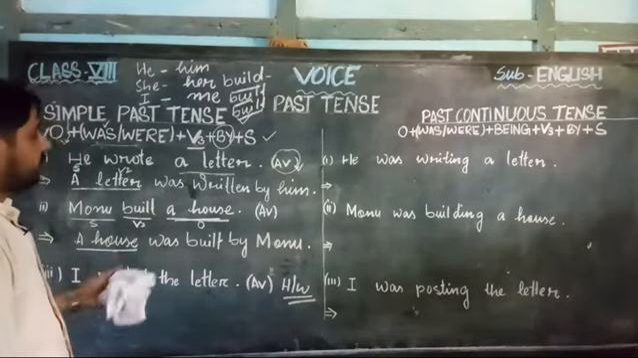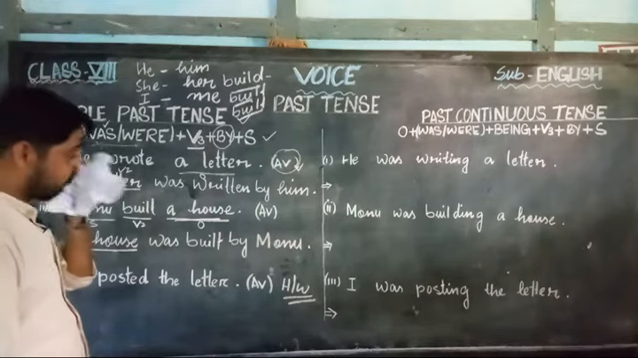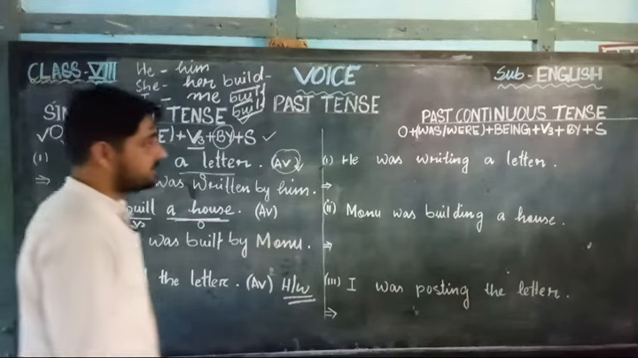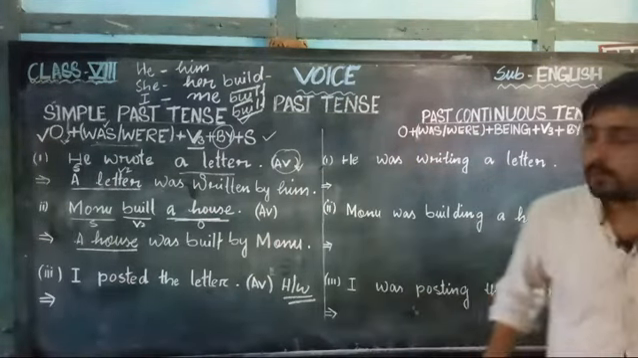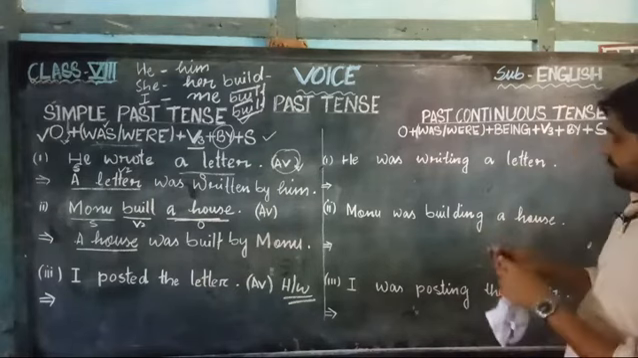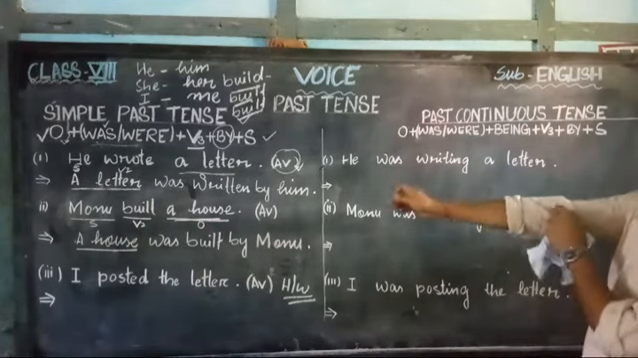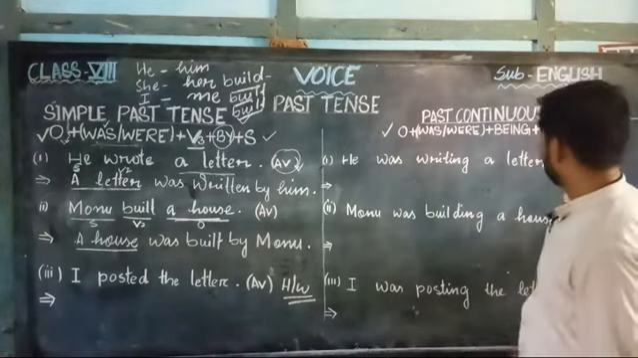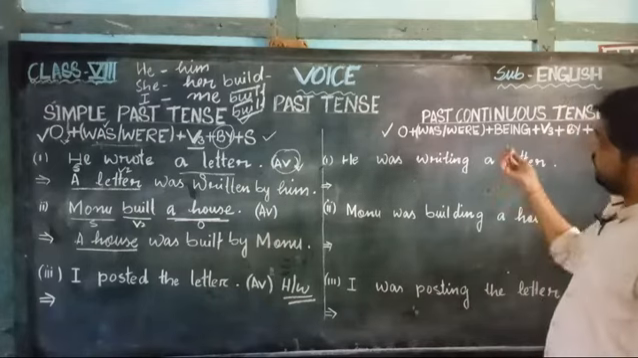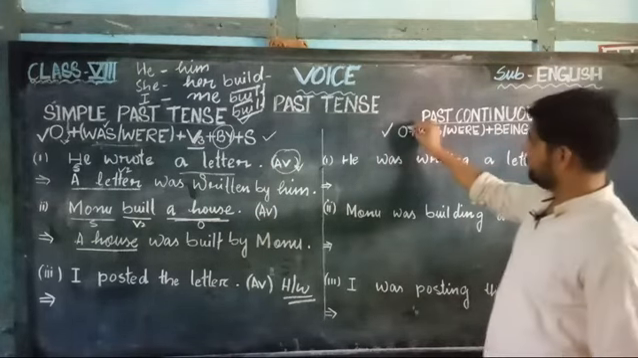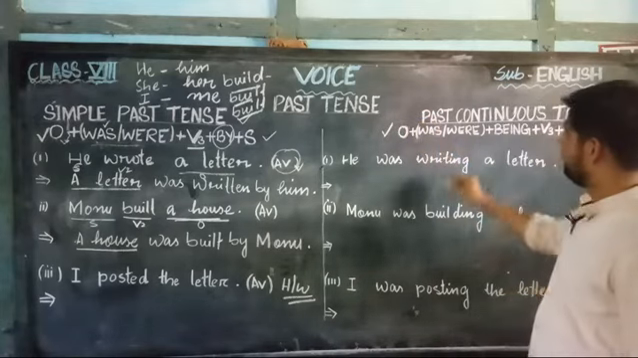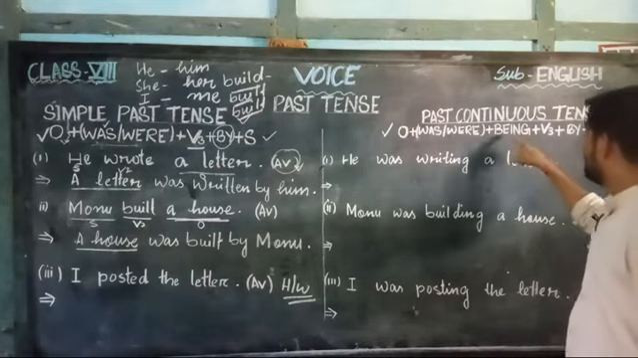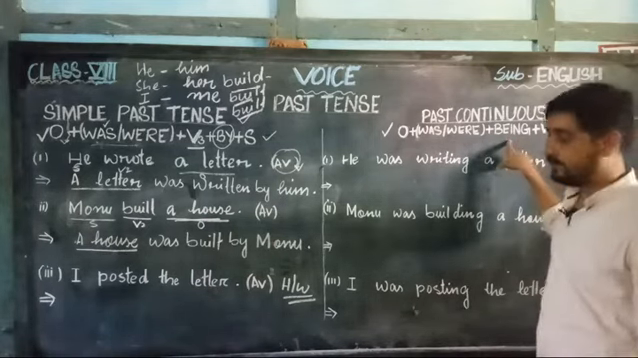After this, we will move on to the next tense, that is past continuous tense. In past continuous tense also, to change active into passive, there is one rule that we need to follow. In this rule, the object will come first, then was or were, then you have to write being. In passive voice you have to write being.